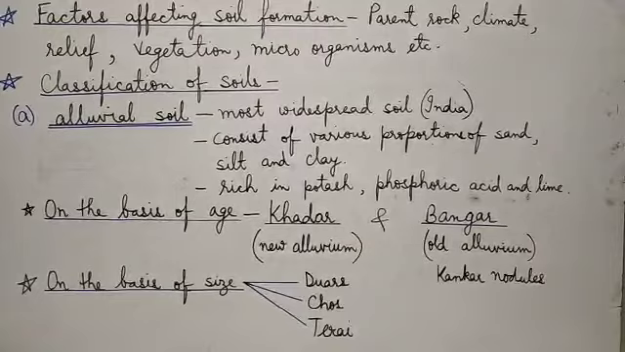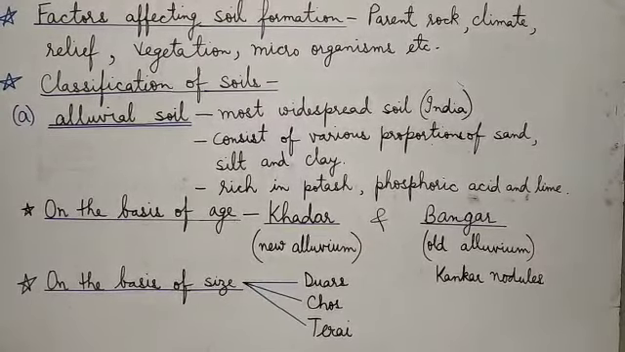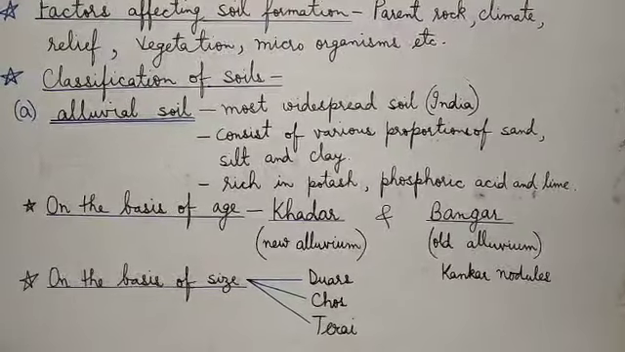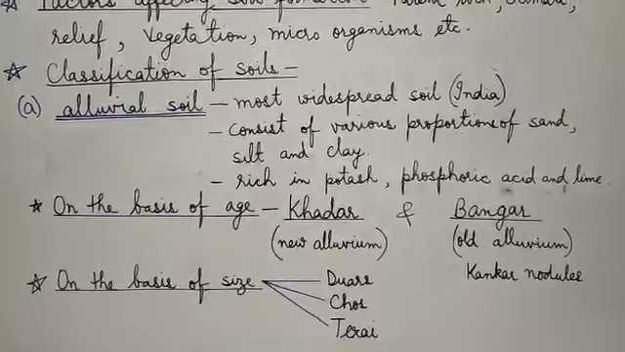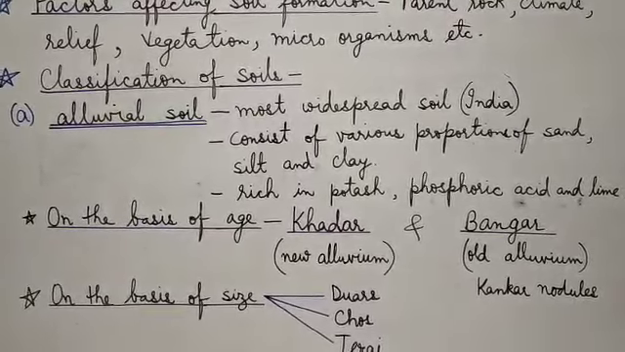Now, second is on the basis of size. In inland river valleys, soil particles are of bigger size. Near the break of slope, soils are coarse. These soils are more common in the plains at the foothills, namely Duars, Chos and Tarai.